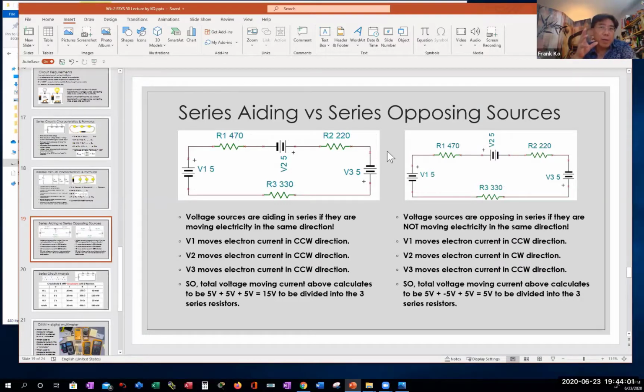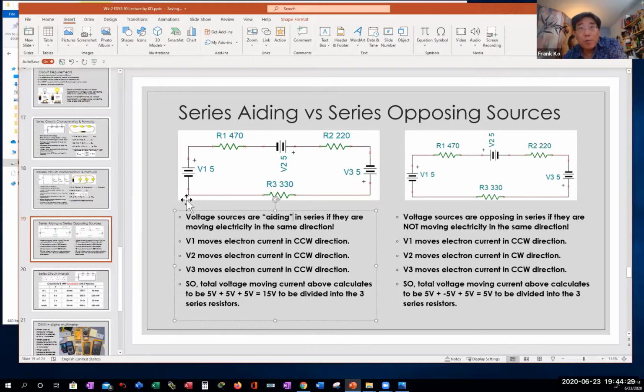So if you read the text underneath the left-hand illustration, it says voltage sources are aiding in series if they are moving electricity in the same direction. Let me put this in quotation marks. They are said to be aiding if they're moving electricity in the same direction. Let's analyze each one carefully.